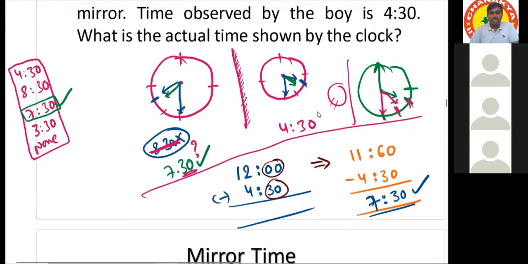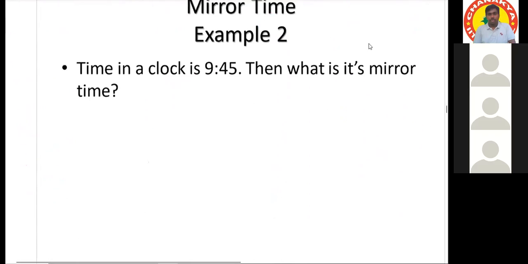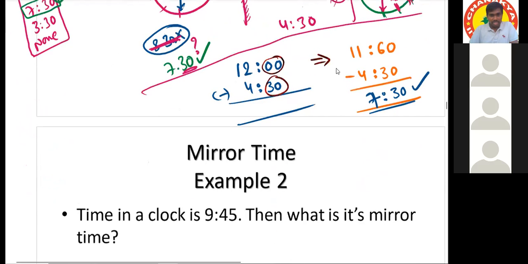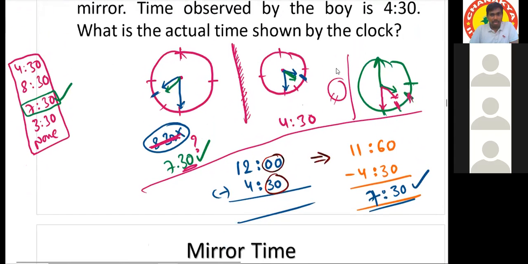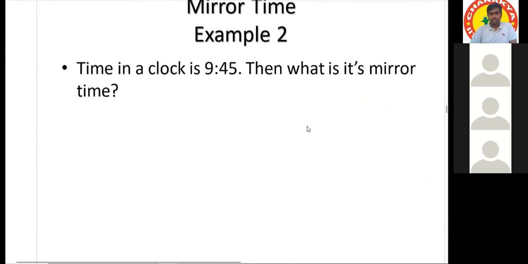So for any time we can use the shortcut. Okay, see the next question. One more thing here: the original time is given and we are asked for the mirror time, or the mirror time is given and we are asked for the original time. In both these situations, we can use the shortcut.